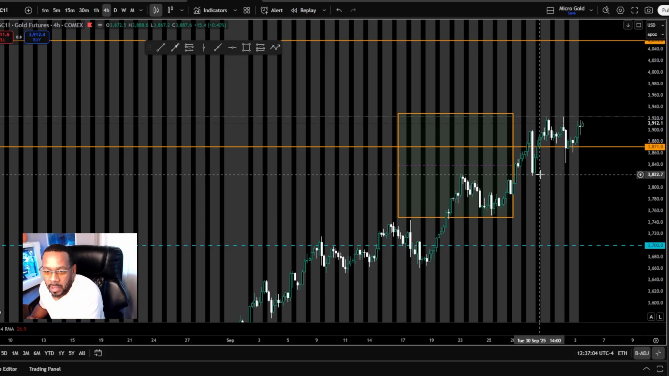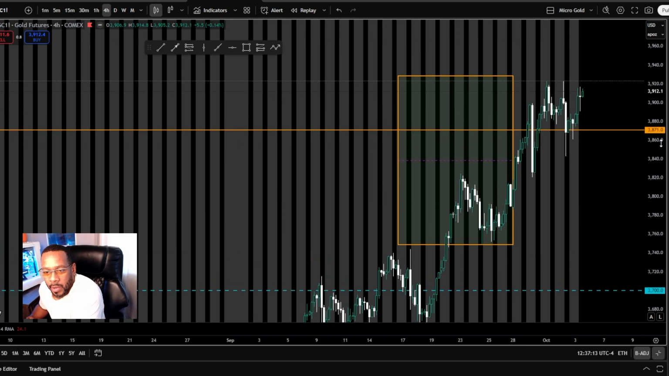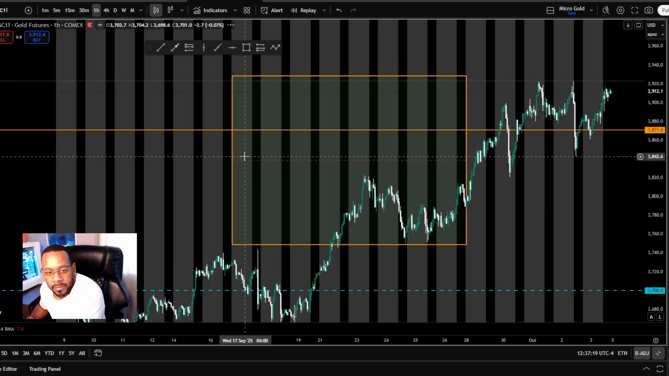We have equal low right here on the 4-hour. So that's right below this 50% mark. So again, look for price to come right back into this area, get some support and take off, probably on an hour time frame.